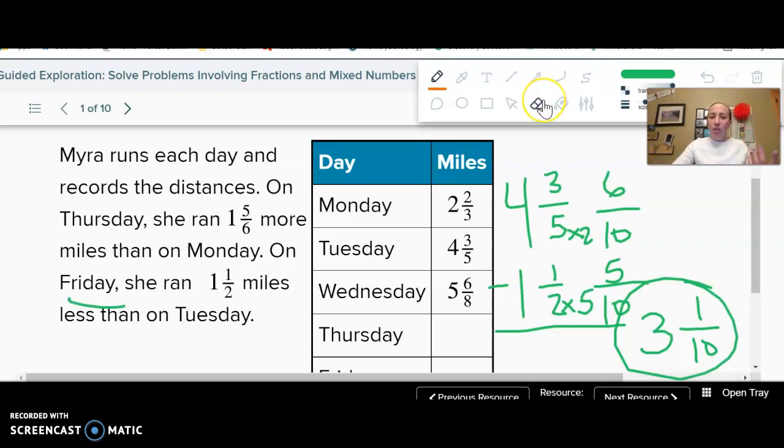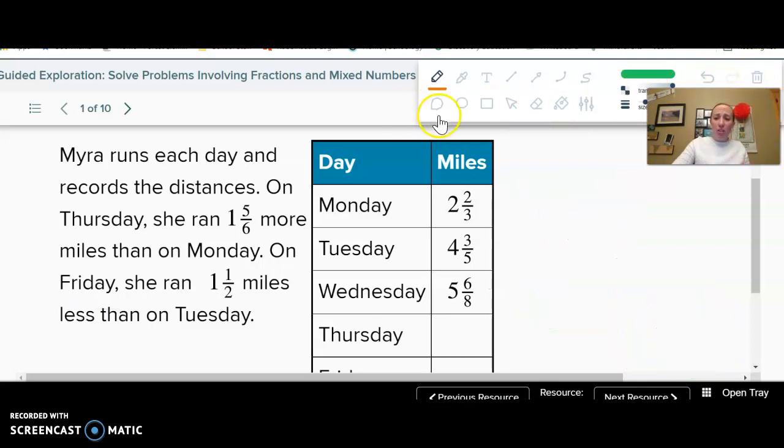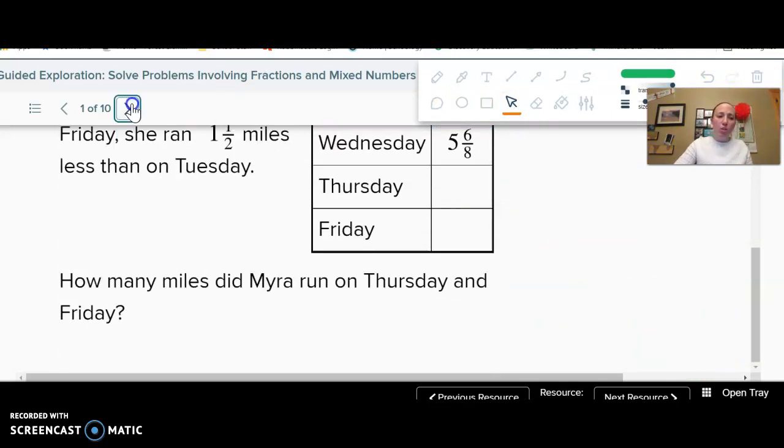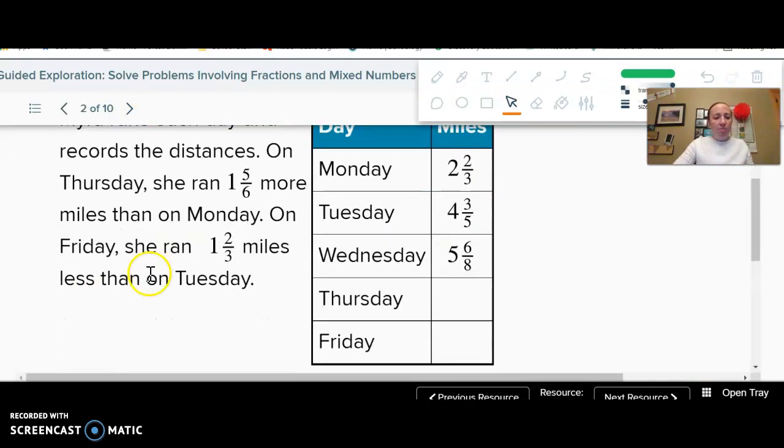So notice how I went back and reread it multiple times. I thought about what was happening. I thought about sort of what operation I was going to do. I thought about it without the fractions initially, and then I put the fractions back in. So all sorts of strategies we can use.